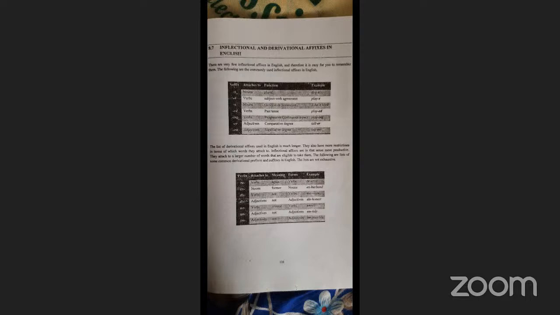Now what we'll do is move on to one more method of word formation, right? Now have you heard of clipping?